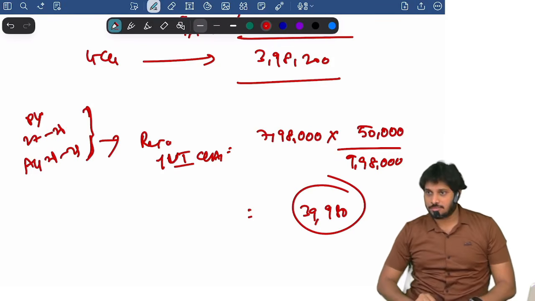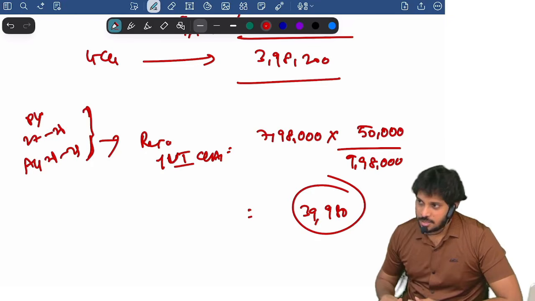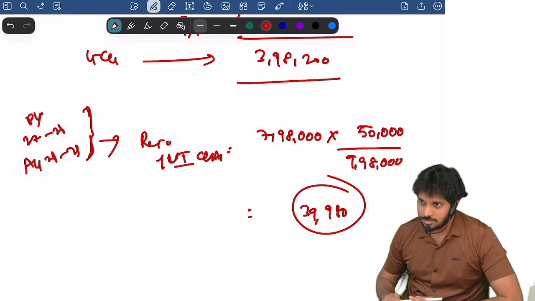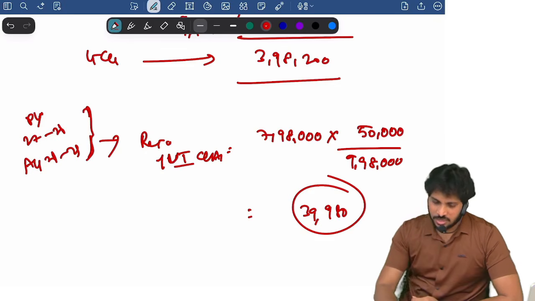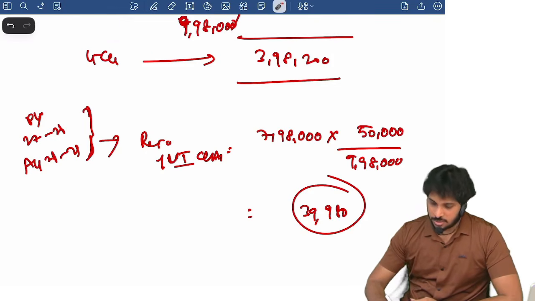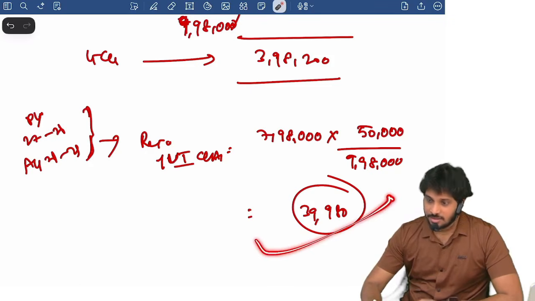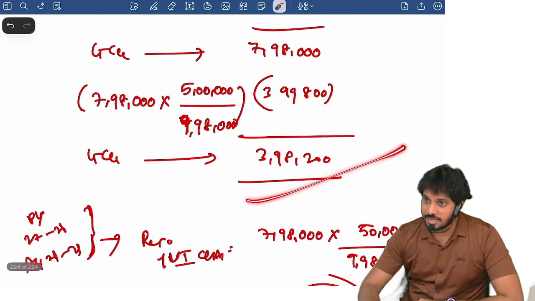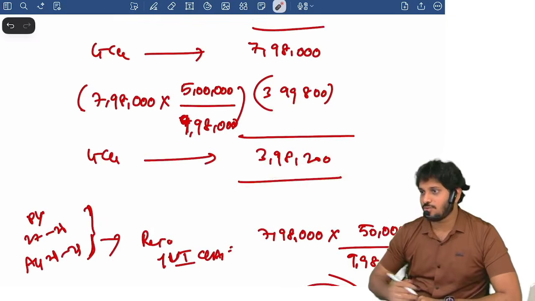Look at the answer. This retaxation will be separately done. Am I right? Look at the answer and tell me. 39,980, correct? That's it. Over.